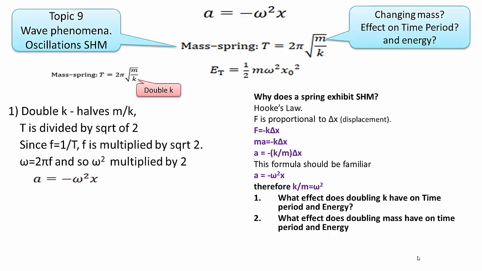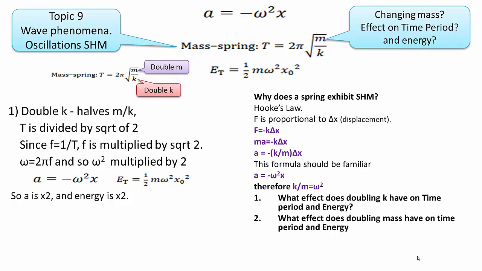So a is equal to -ω²x. We know that ω² is multiplied by 2, so the acceleration is basically multiplied by 2. We double k, you double the acceleration. We also double the energy. So the acceleration is multiplied by 2 and the energy is multiplied by 2.